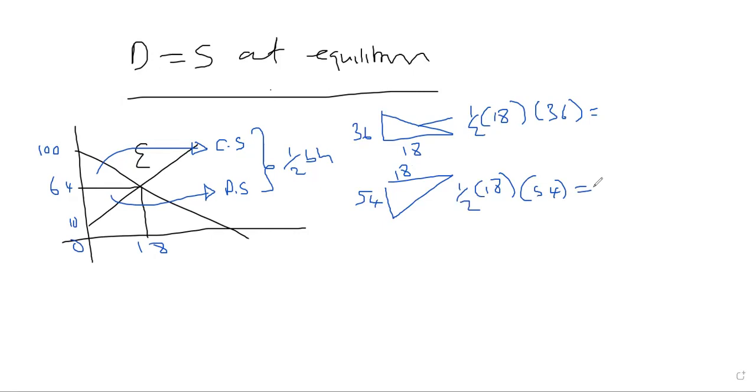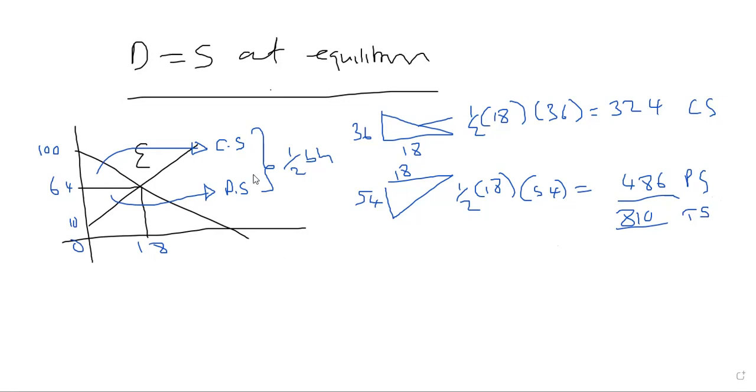0.5 times 18 times 36. We're going to get 324. Half times 18 times 54. We're going to get 486. The total is called the total surplus, which is 810. So 486 plus 324, that is 810. So this is called the consumer surplus. This is called the producer surplus, and this is called the total surplus. The other term for the total surplus is called the deadweight loss.